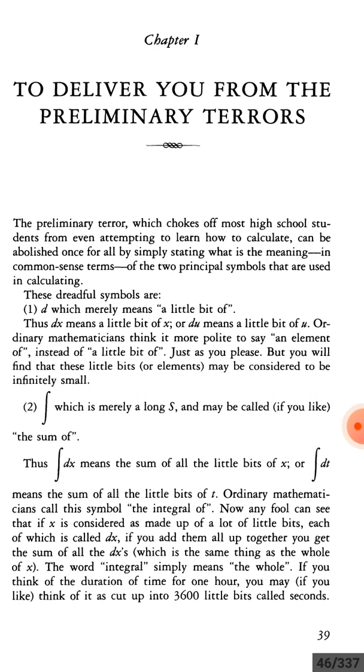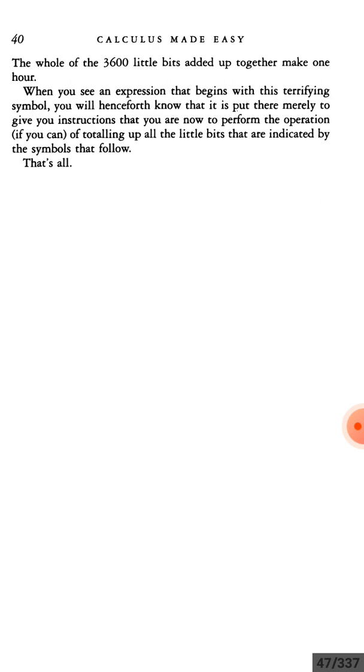If you think of the duration of time of 1 hour, you may, if you like, think of it as cut up into 3600 little bits called seconds. The whole of the 3600 little bits added up together make 1 hour. Thus, when you see an expression that begins with this terrifying symbol, you will henceforth know that it is put there merely to give you instruction that you are now to perform the operation, if you can, of totaling up all the little bits that are indicated by the symbol that follows. That's all.